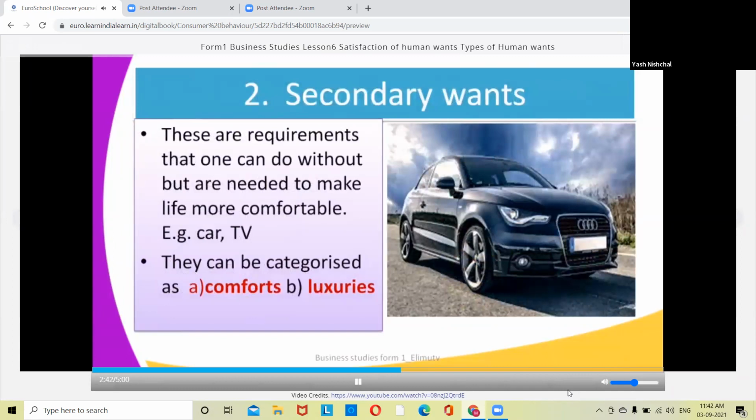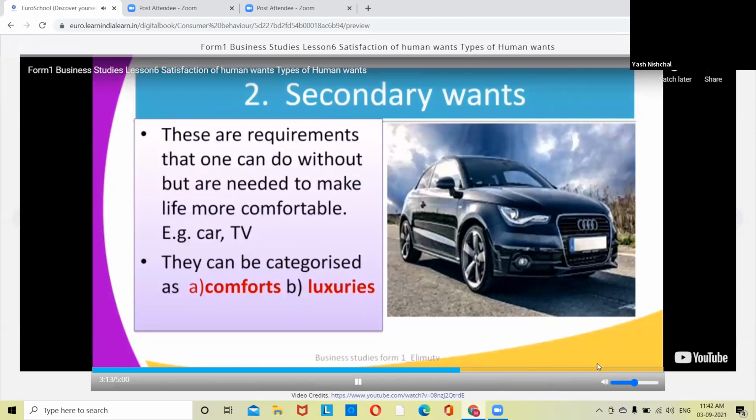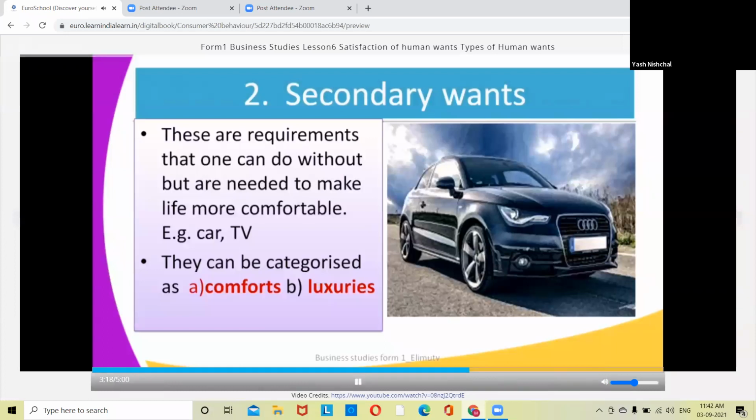Let's now look at these secondary wants. Secondary wants are the requirements that one can do without, but they are needed to make life more comfortable. For example, a TV set. You can do without a TV. It's not a must to watch TV, though you may want to, but if you are not financially okay, you can do without it, and nothing would happen. You would not suffer for that. You can do without a car. So secondary wants are the wants that you can do without.